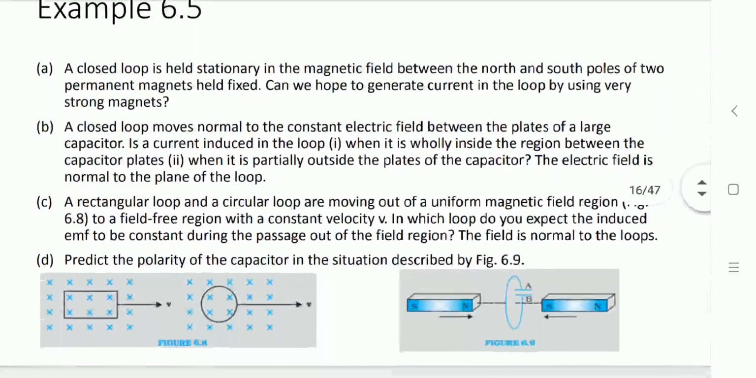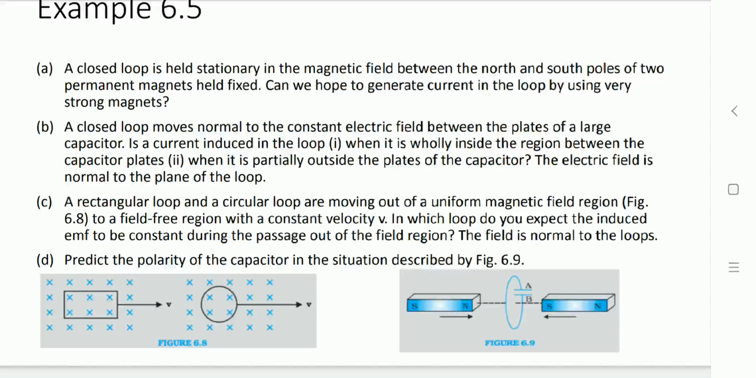Another example: a closed loop is held stationary in the magnetic field between the north and south poles of two permanent magnets held fixed. Can we hope to generate a current in the loop by using very strong magnets? No. A stationary magnetic field cannot generate a current. When the magnets are moving, that magnetic field generates a changing magnetic flux. Rate of change of magnetic flux can generate EMF. So stationary magnets cannot generate electric current.